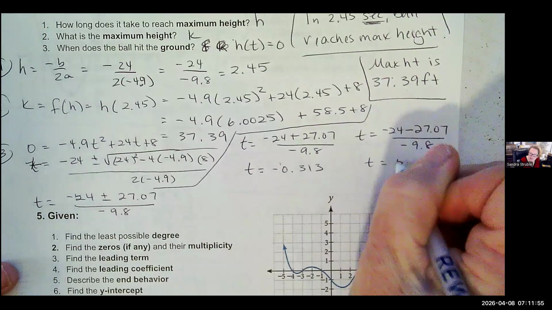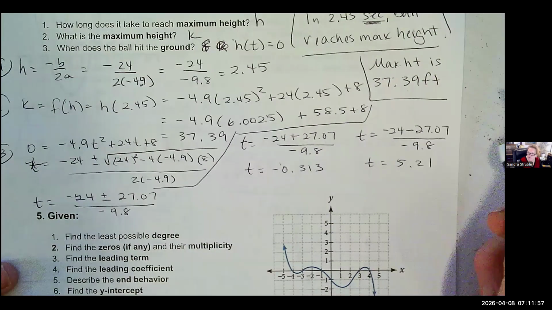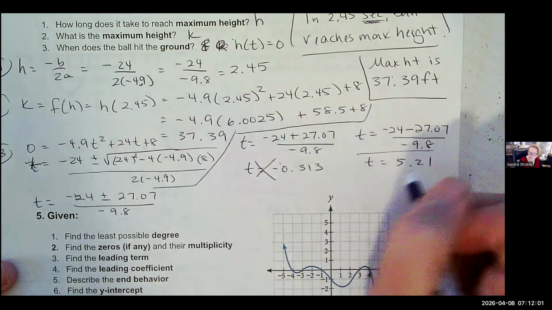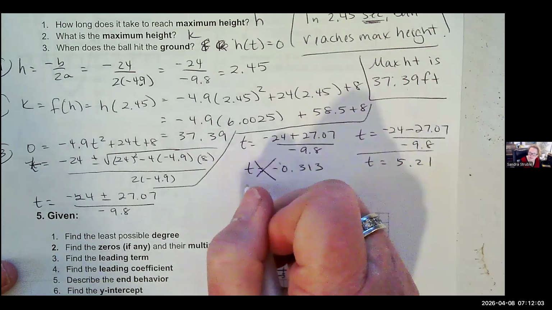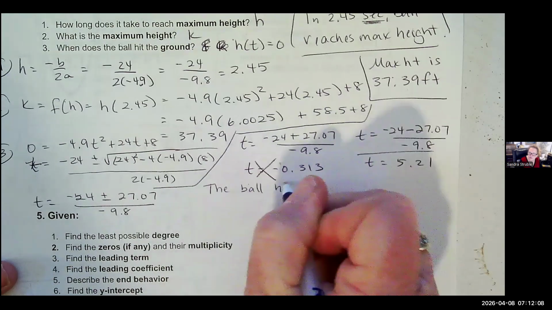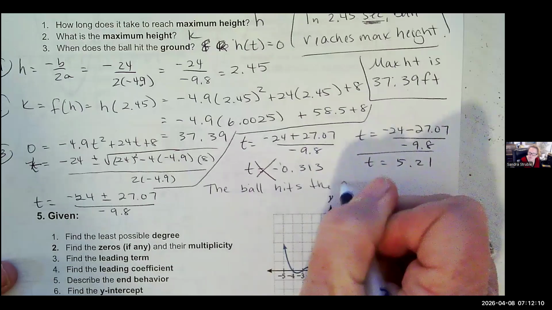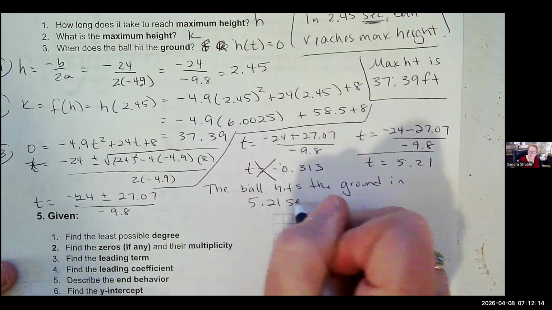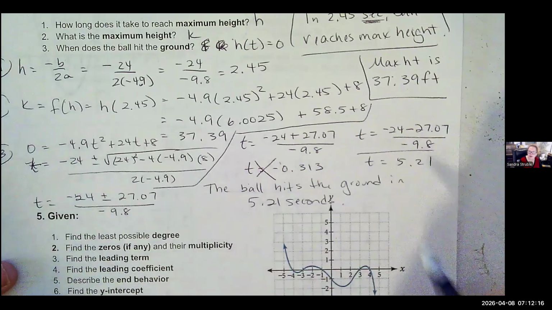Well, time can't be negative. We do not have a DeLorean. So this had to be our answer. So the ball hits the ground in 5.21 seconds. All right, my answer for that one.